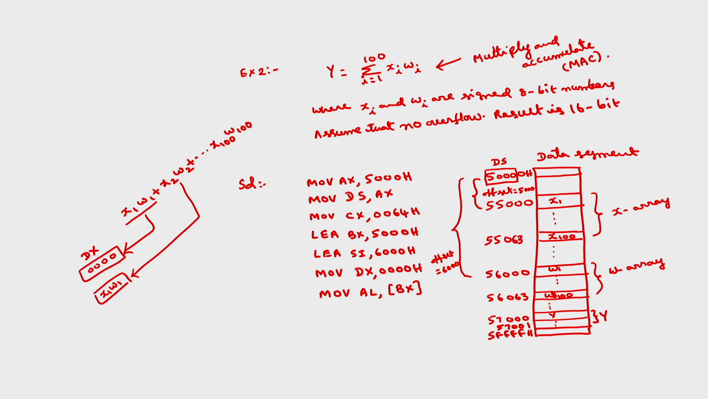So, what is this instruction? This instruction will take x1. BX is pointed to offset of 5000. With the offset of 5000, what value is there? X1. So, after the execution of this instruction, AL will be loaded with x1. I have to multiply this with w1. Okay. So, w1 is there in location 5600, whose offset from the starting is 6000, which is pointed by SI.